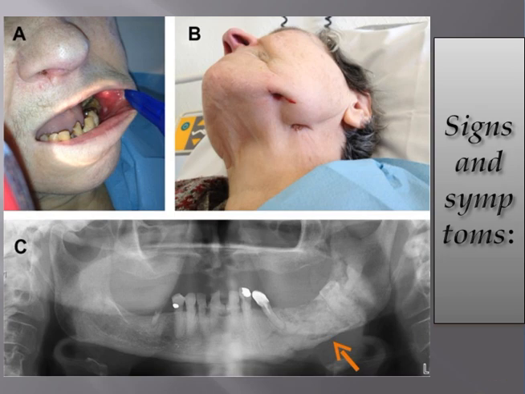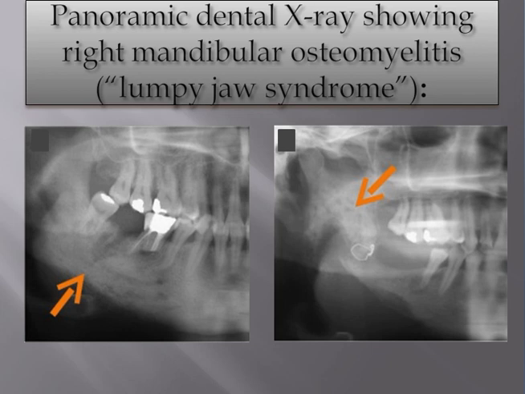And let's move on to another case. In this slide, you can see an X-ray. This X-ray is of a 43-year-old woman who presented with lumpy jawbone or lumpy jaw syndrome following root canal treatment of two right mandibular molar teeth, 45 and 46. Tooth 46 was extracted, followed by tooth 45.